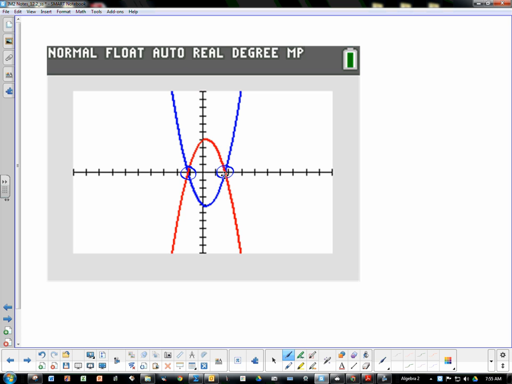But they have the same x-intercepts. One of them is heading down, and one of them is heading up. How can you tell that a quadratic is going to be heading up? You can say it out loud.